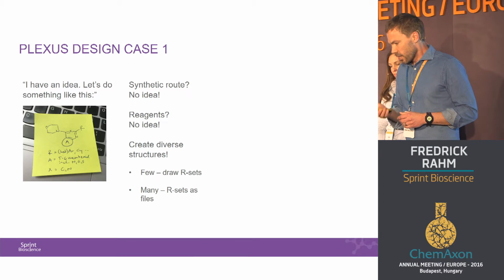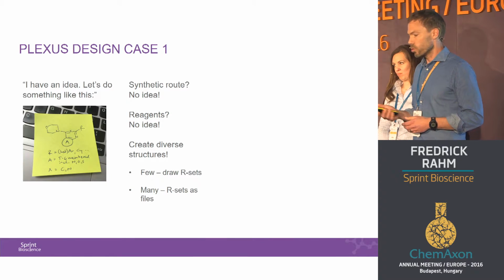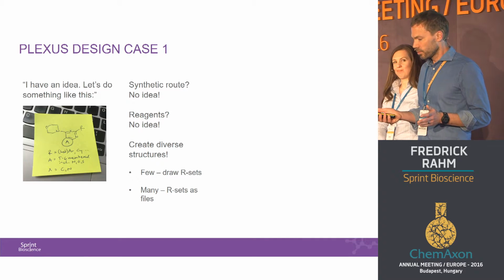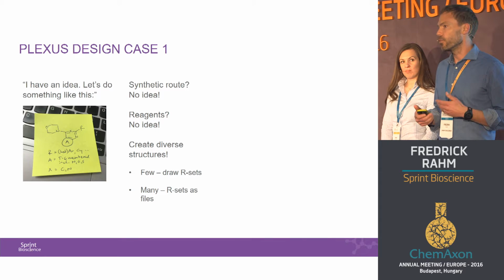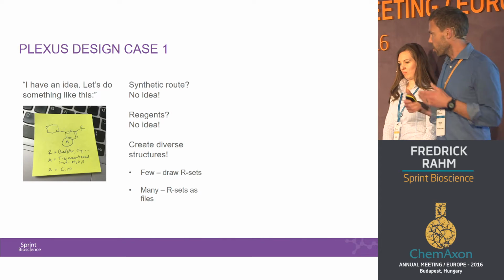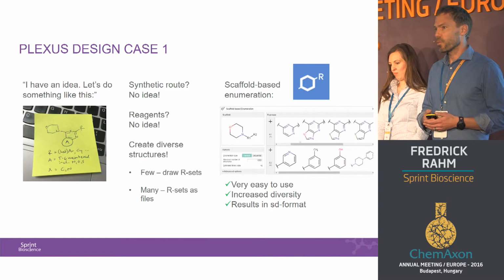But how to make it? I have no idea. What reagents to use? I have no idea. I don't care. I just want to create diverse structures. I, as a synthetic chemist, want to make a few. I have an idea. As a computational chemist, I might want to make 100,000. So I go to the scaffold-based enumeration tool.